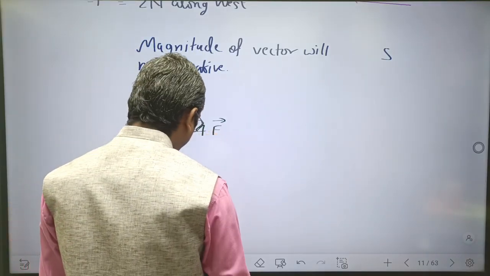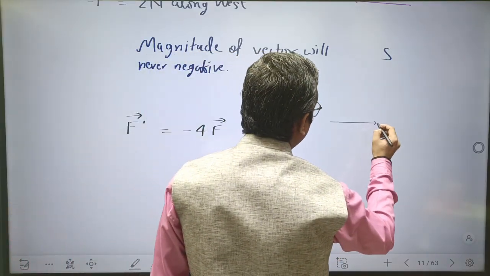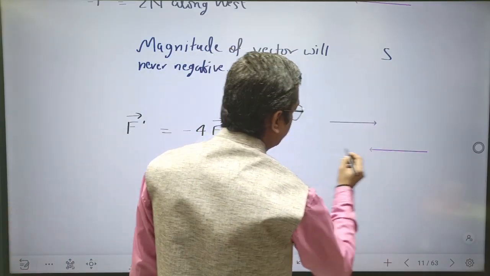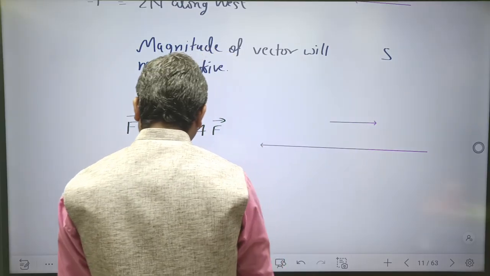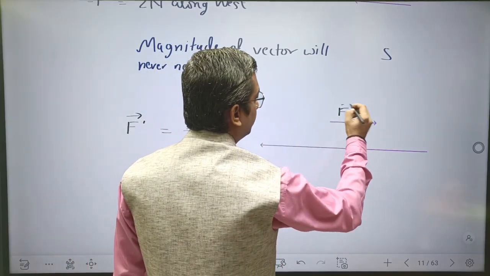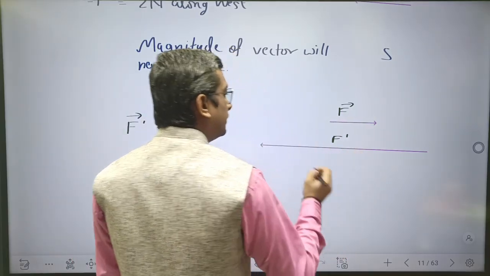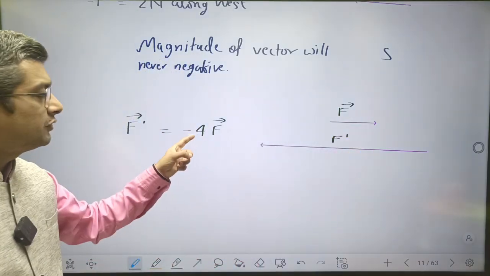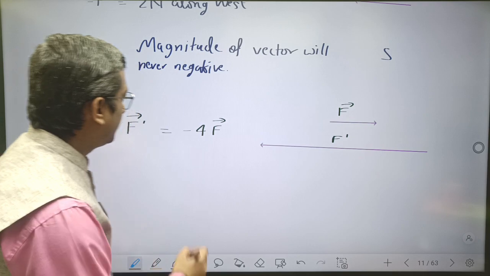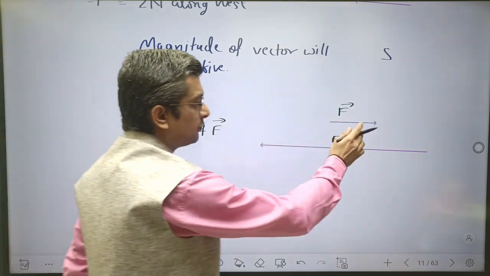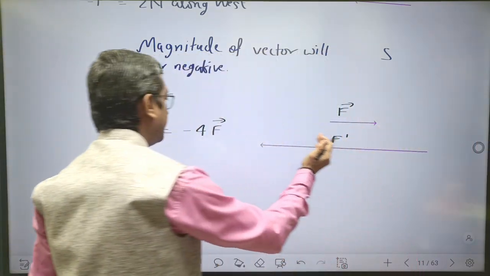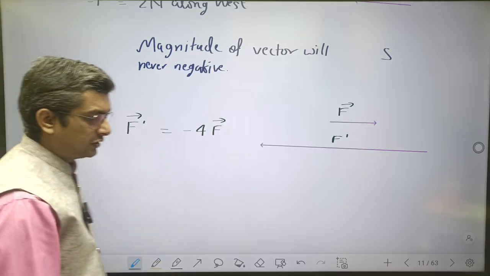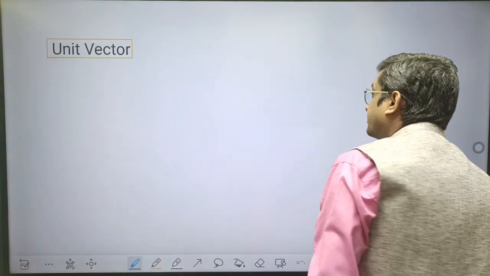Now what happens if you represent it? So this will be F vector and this is F dash vector. So its length is 4 times this length. Why? Because it has a magnitude 4 times. And as far as the negative sign is concerned, F is pointing towards east, then F dash is pointing towards west, the opposite direction. So that's all for this.